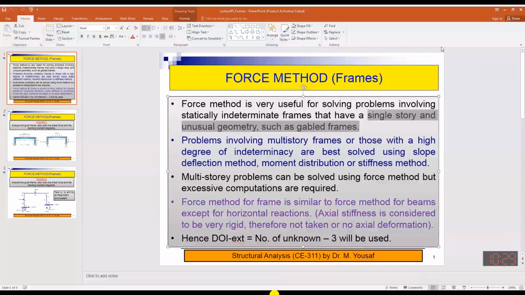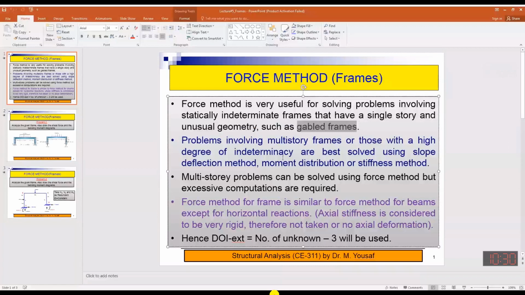So it can easily be applied to a single-story structure with the usual geometry, or if that is a gable frame. Gable frame, you know, right? There are columns and the beam that may be tapered or that may be a straight line. This is known as a gable frame, simple geometry.